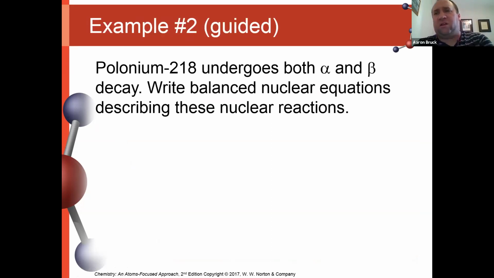So let's take a look at a couple of examples of these kinds of transmutation reactions and write some balanced equations. So we're told we have polonium-218. Polonium-218 undergoes both an alpha decay and a beta decay. So let's look at the reactions that work for these. What I have is 218 polonium, and polonium has an atomic number of 84.